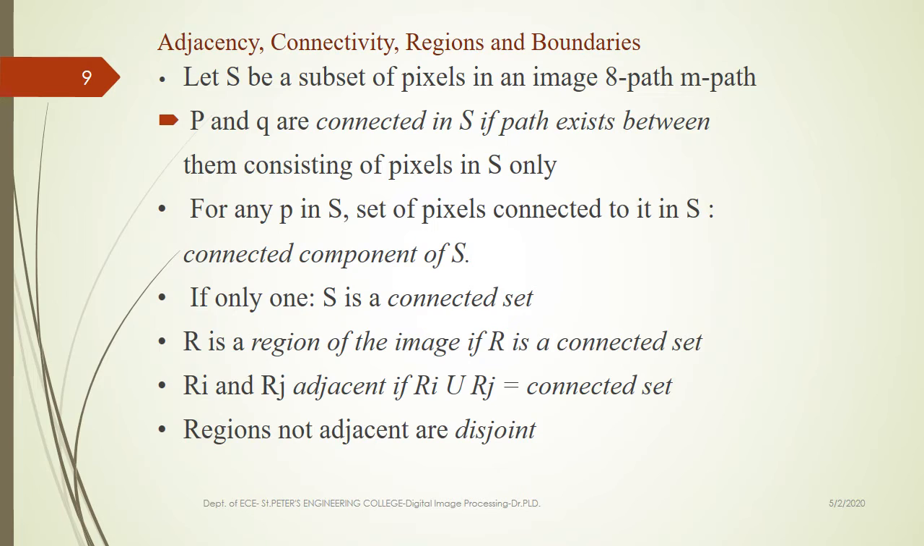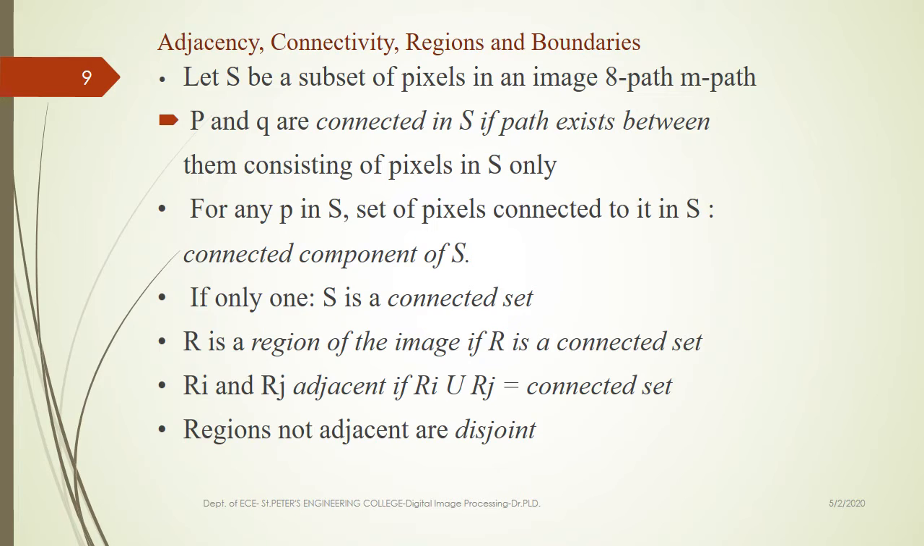8 path, M path: S is a subset of pixels, and we show how 8 connectivity and M connectivity exist. P and Q are connected in S if a path exists between them consisting of pixels in S only. Whatever path exists between P and Q, all of it lies in the given set of pixels belonging to S.